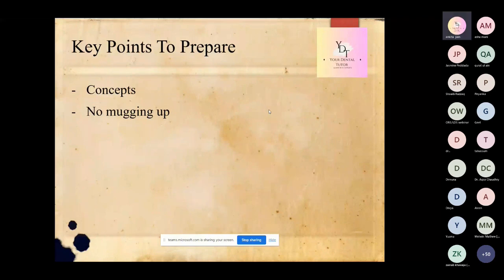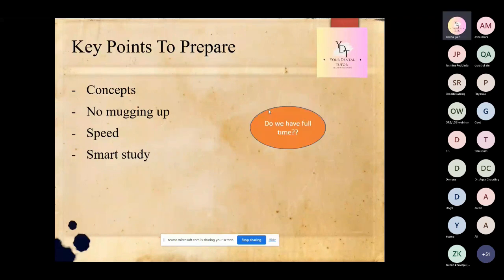Again, I would insist on speed, because 200 questions have to be solved in 180 minutes. You can calculate that you don't even get 1 full minute for each question. It is less than that. So the more you practice the various patterns of questions on various topics, the more thorough you are with the exam. This all requires smart study. So I will ask you a question: do we have full time to prepare for ORE or LDS?